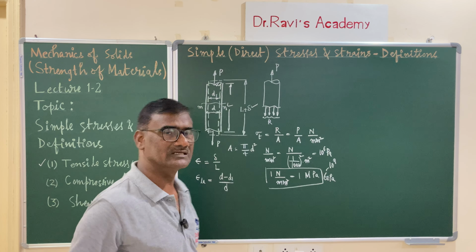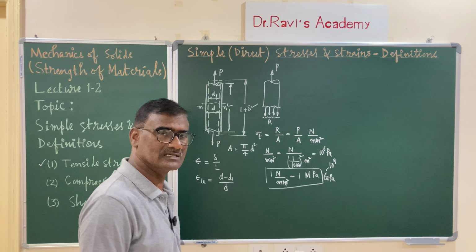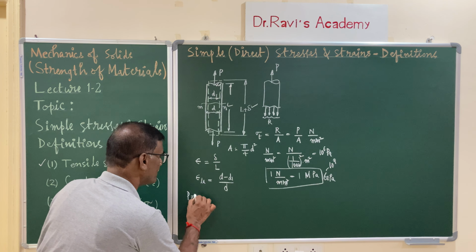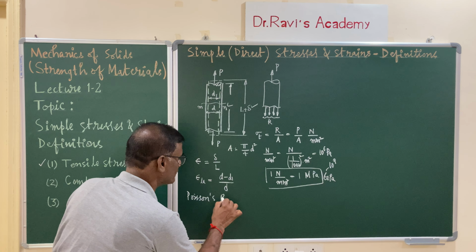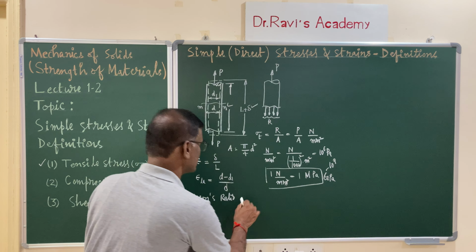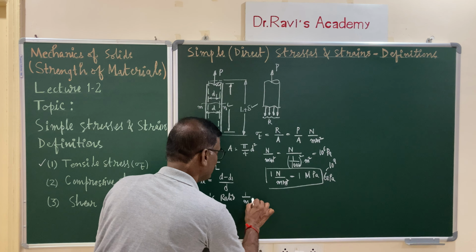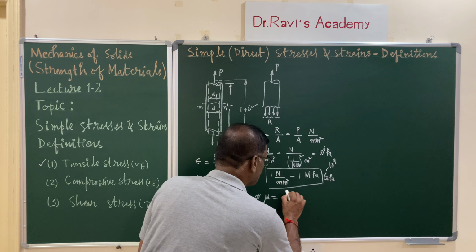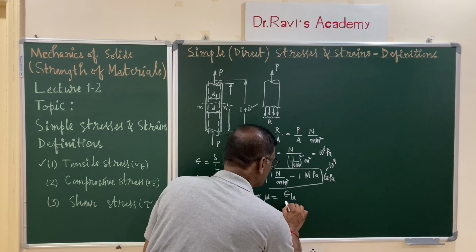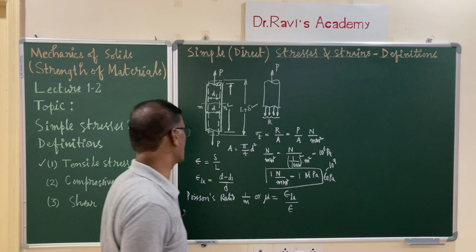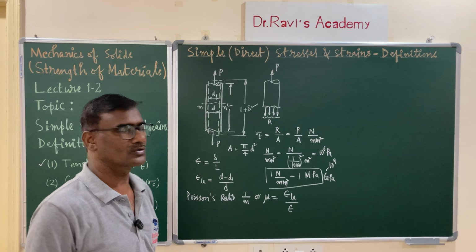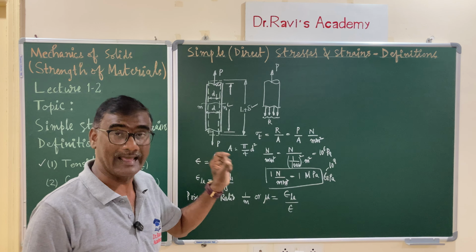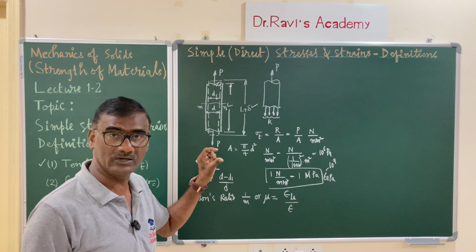Once you know the linear strain and the lateral strain, Poisson proposed a relation between these two strains. It's called Poisson's ratio. You can define it as the ratio of, it is usually represented by 1 by m, or even mu is also being used. This is equal to lateral strain, that is epsilon LA, to linear strain, that is epsilon. So the ratio of these two is known as the Poisson's ratio. Now we have understood the linear strain. Linear strain is also called axial strain as well as longitudinal strain.